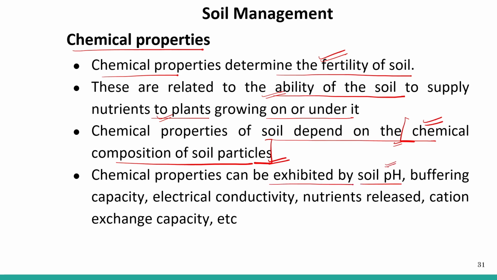So these are the chemical properties. Number 1, soil pH, buffering capacity, electrical conductivity, nutrient release, cation exchange capacity. All these things are very important. Number 1, soil pH, buffering capacity. Third is the electrical conductivity. 4th is the nutrient release, and the 5th one is the cation exchange capacity. So we will see what these chemical properties are and how they determine the chemical properties of the soil.